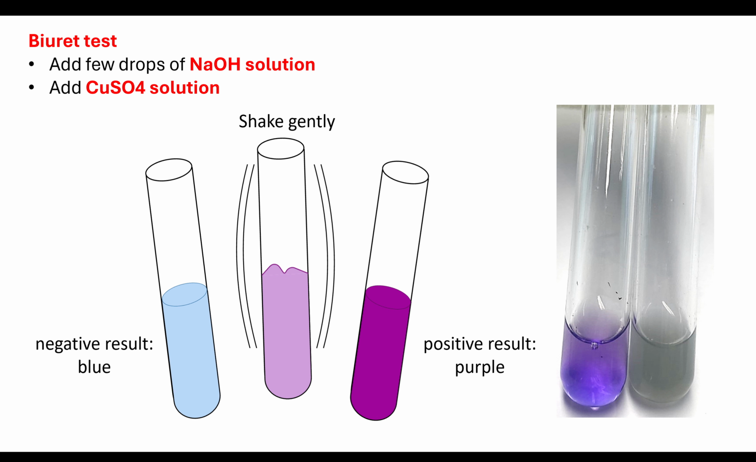Now it's important that you note that a negative result is going to be blue. When you add your sample with the Biuret reagent, you will then shake it very gently. If there is any protein present, that will give you a positive result, which will give you a purple color. So you can see in my picture the negative result and then the positive result that you would get when proteins are present.